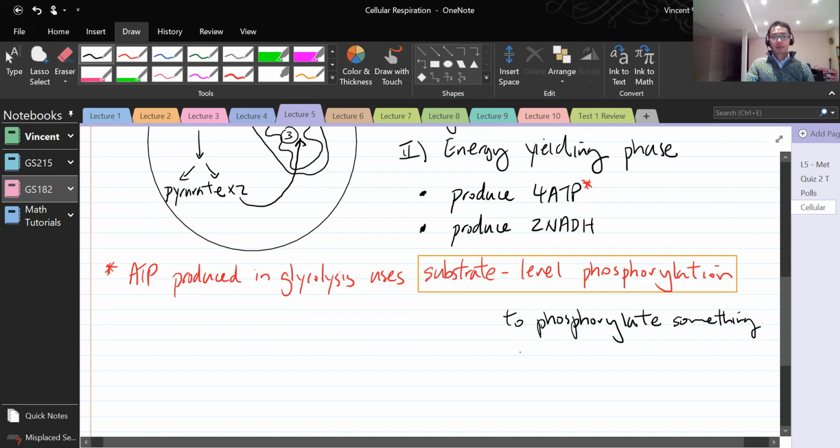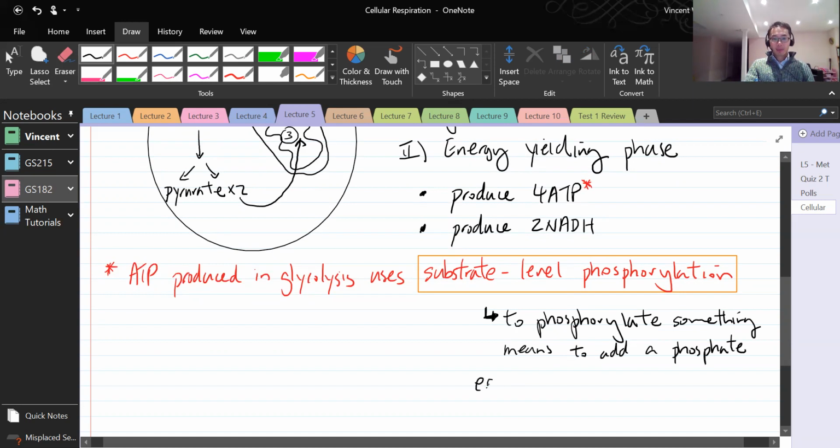To phosphorylate something means what? Anyone? To add a phosphate group. That's right. That is exactly it. To phosphorylate something means to add a phosphate.